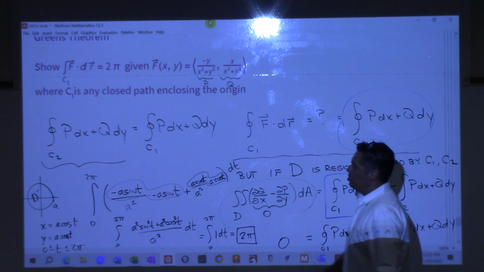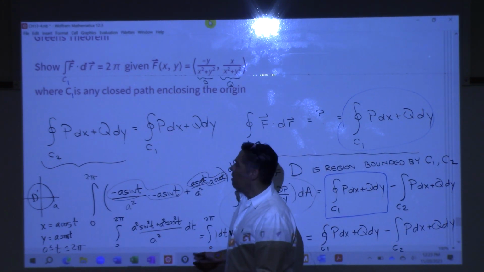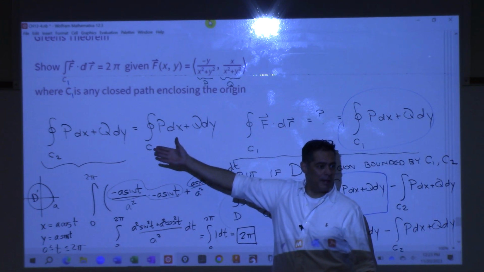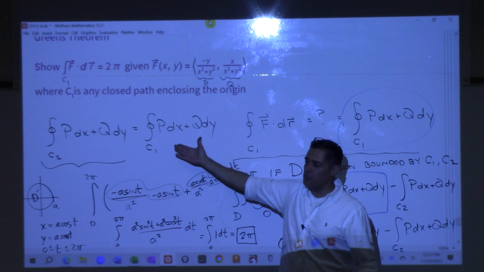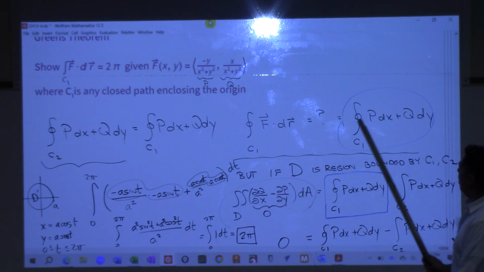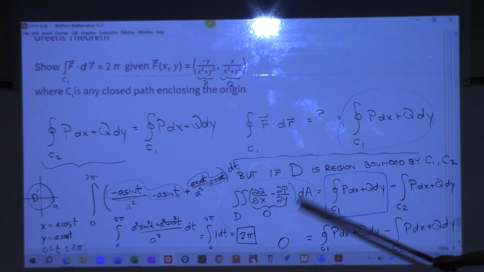So what we were able to show is that the left side was 2 pi, right? And then that means that this is equal to 2 pi, which is the original thing we were asking. So we wanted to know what this was, and we found it was 2 pi. And our C1 was completely arbitrary.